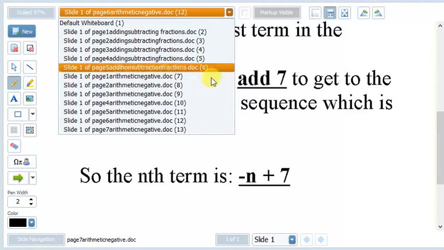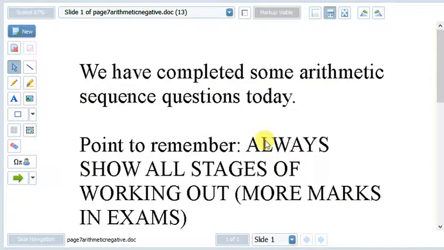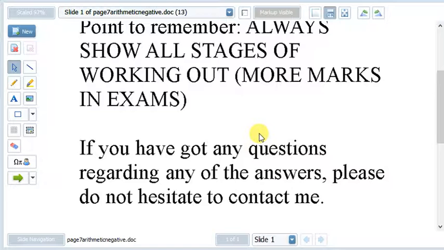So well done if you managed to get all of those correct, and we have completed some arithmetic sequence questions today. Point to remember, always show all stages of your working out, and it means more marks in exams.